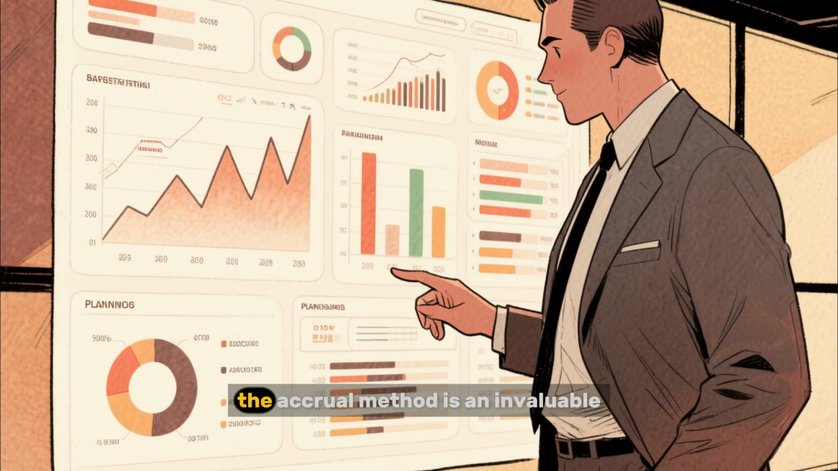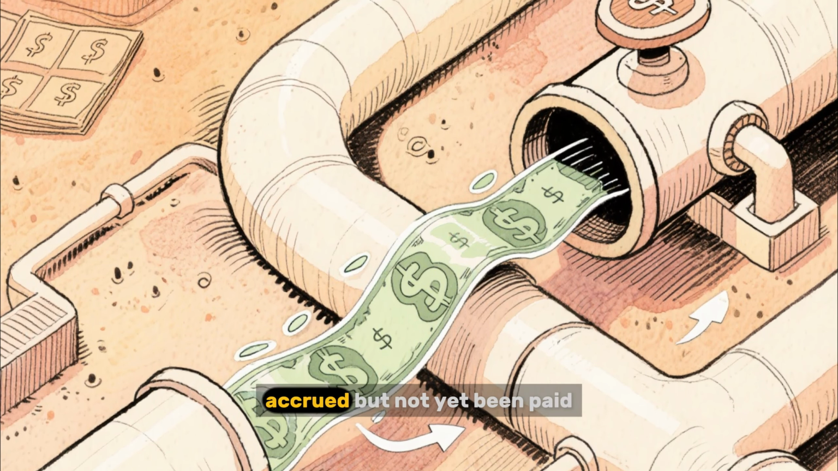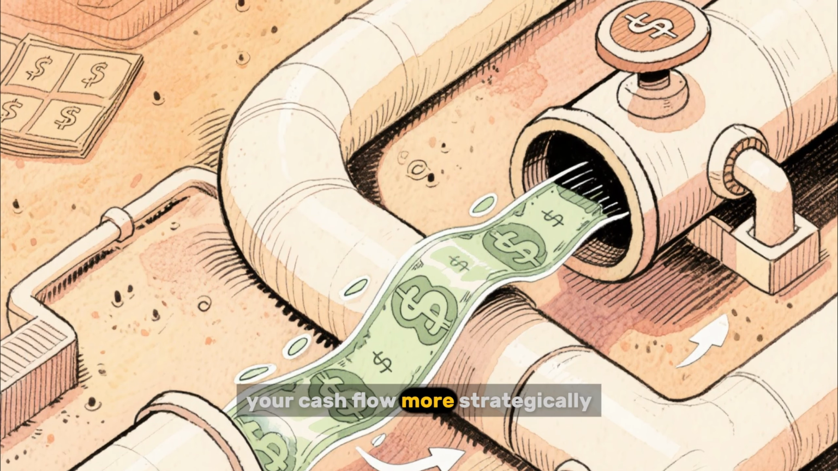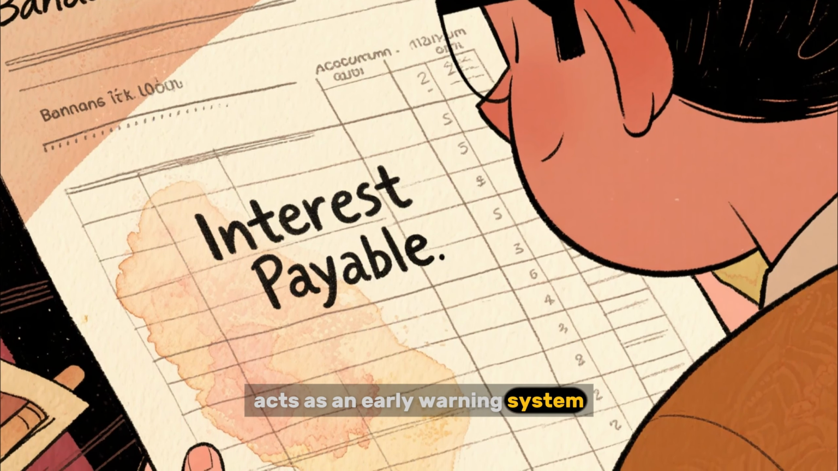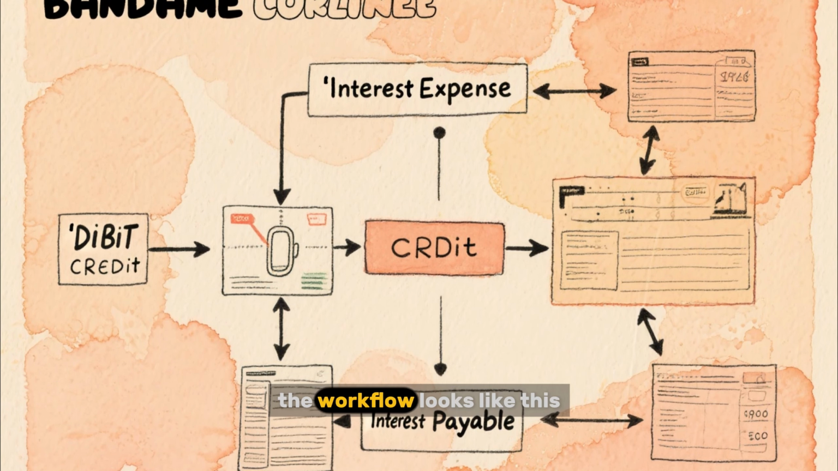For internal management, the accrual method is an invaluable planning tool. By tracking interest that has accrued but not yet been paid, you can forecast upcoming payments and manage your cash flow more strategically. The interest payable account acts as an early warning system, showing what's coming due before it hits your bank balance. In simple terms, the workflow looks like this.